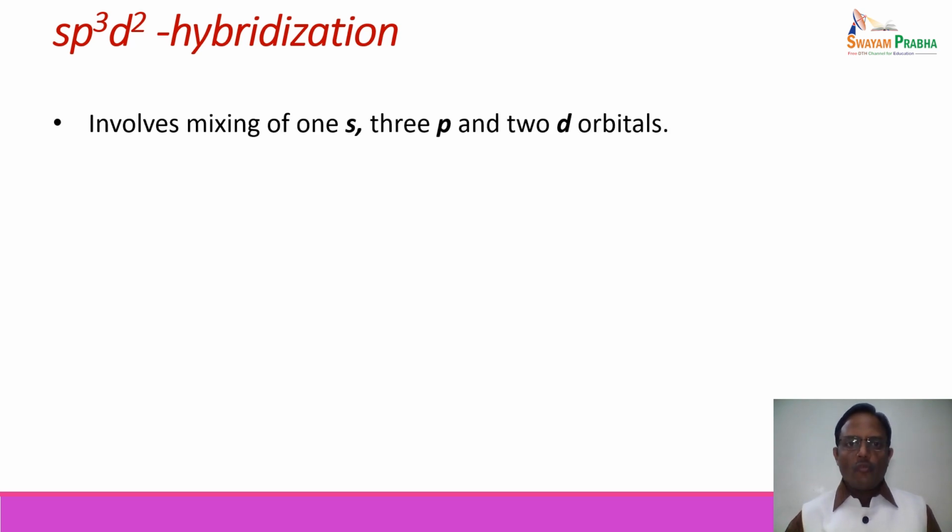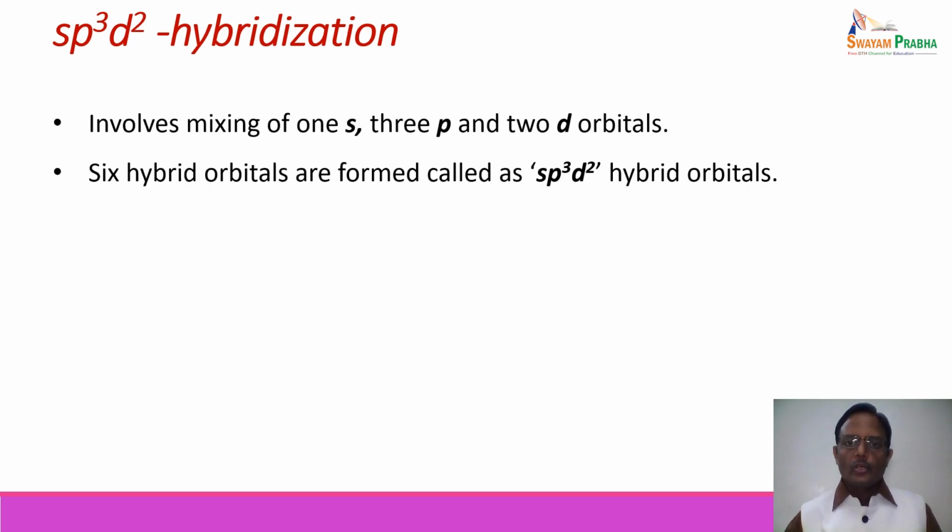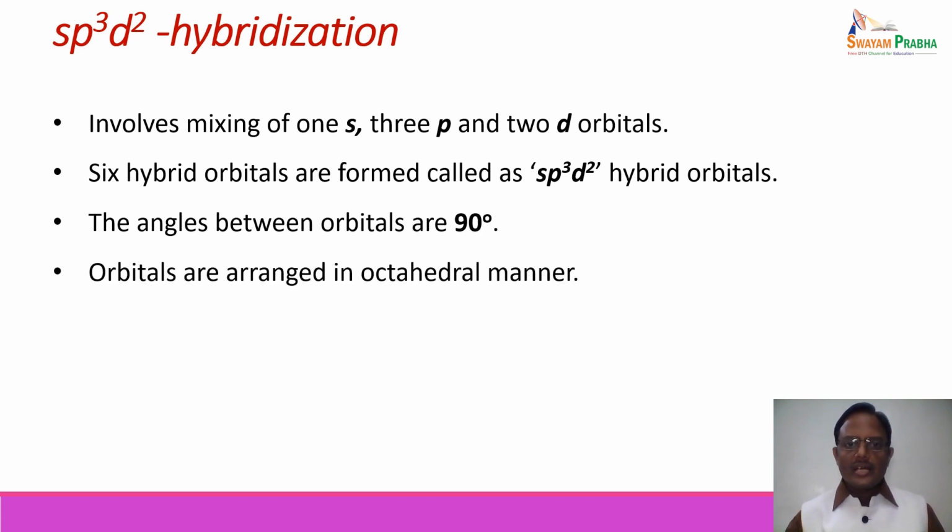Next type of hybridization is sp3d2 hybridization. As the name indicates, it is mixing of 1 s orbital, 3 p and 2 d orbitals. 6 new orbitals will be formed. Each of them will be called an sp3d2 hybrid orbital. The angle between all the orbitals will be 90 degrees each, and the orbitals are arranged in an octahedral manner. We can see this with the example of SF6.